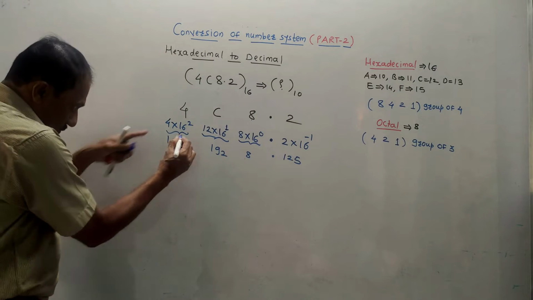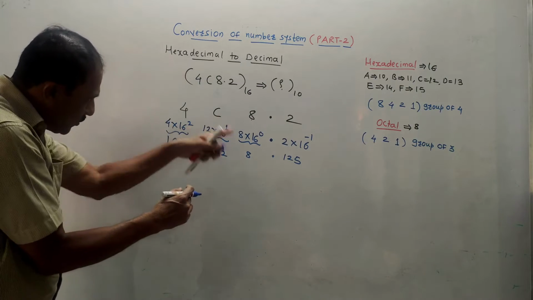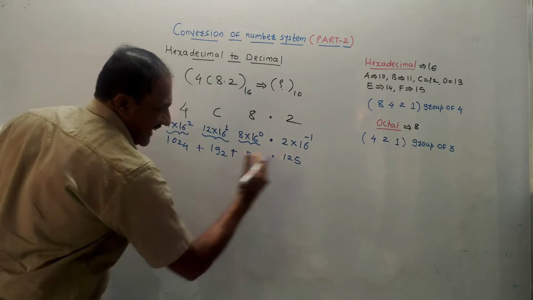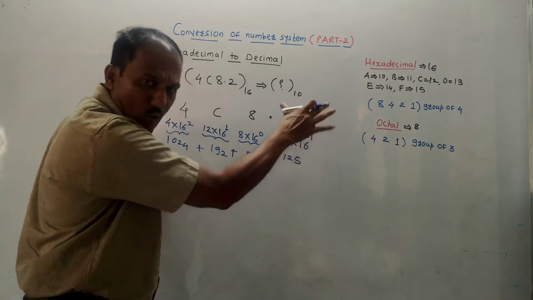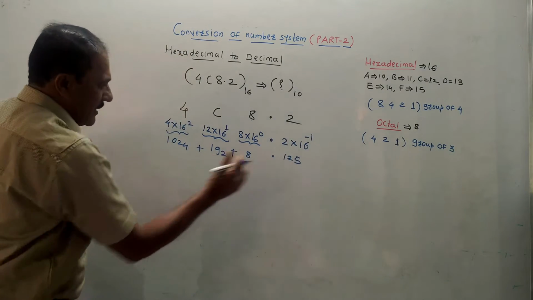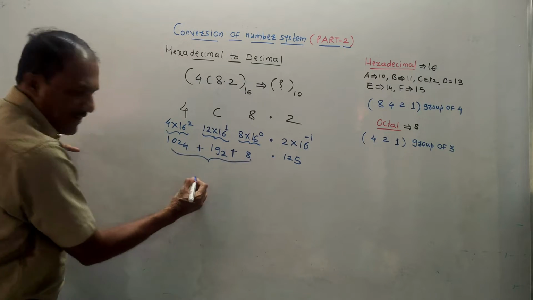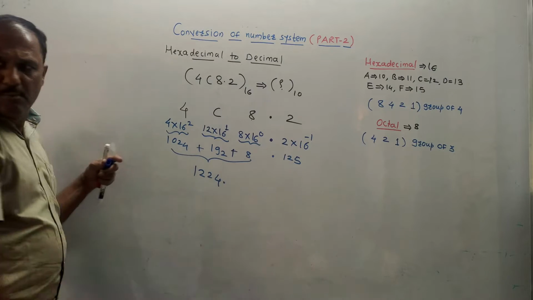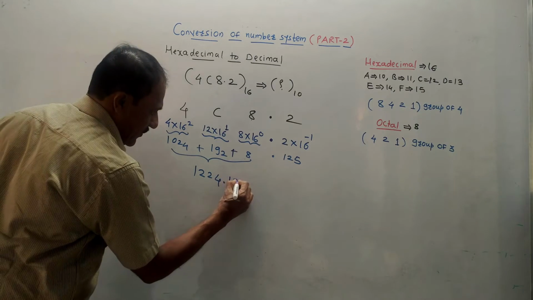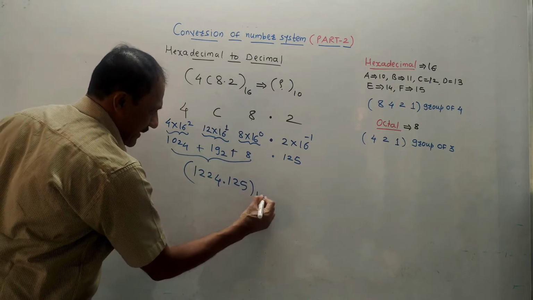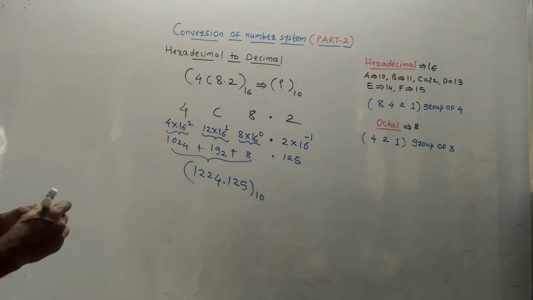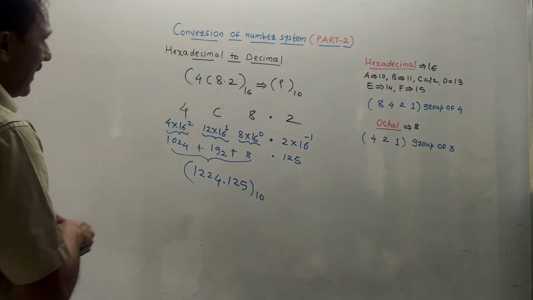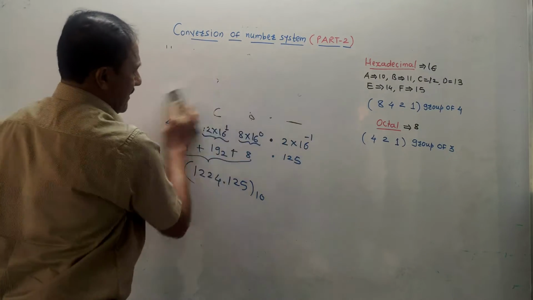So whatever multiplications you have performed, just add the results of all the multiplications, both on the LHS and on the RHS. After the decimal point, I have only one number, so I am keeping it as it is. So just add all these values. The final answer will be 1224.125 and its base is 10. So it is a very simple trick. In this way, you can convert any number from hexadecimal to the decimal number system.